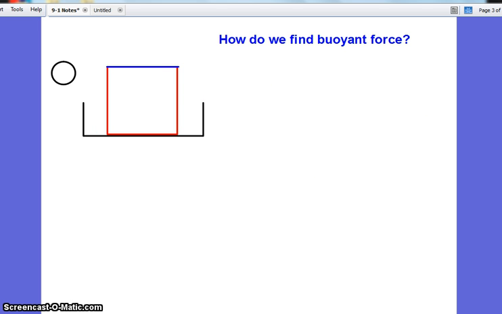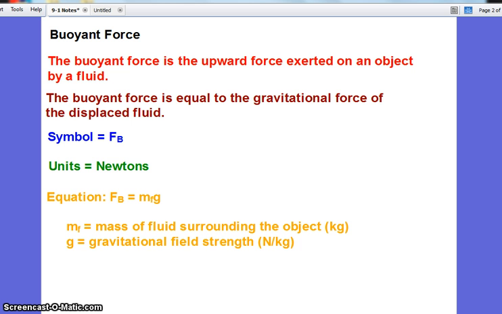Now let's finish things up with some note-taking ideas. Again, we said that buoyant force, any force is the letter F, B for buoyant. Units are newtons for any force, whether it be gravitational force, normal force, buoyant force. And the equation, again, is equal to the gravitational force of the displaced fluid. So it's again m times g, m for mass, g for gravitational field. However, this mass that we're talking about, again, is the mass of the displaced fluid. It's equal to the mass of the fluid that's been pushed out of the way, out of that container, into the pan.